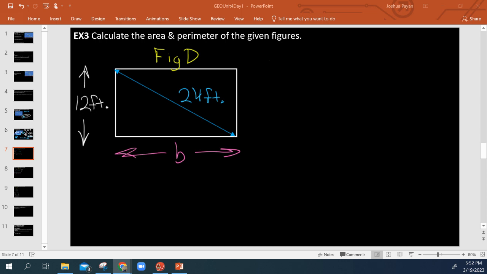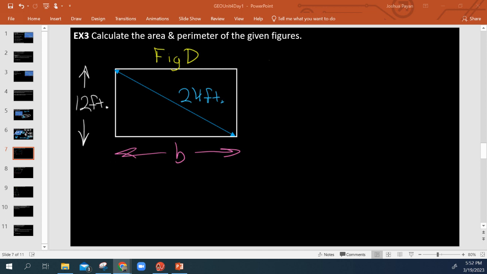Okay, this is the third and final video for day one of Unit 4 in geometry. And in it, I'm just going to work a few examples of how to calculate the area and perimeter of any given quadrilateral or triangle, because that's as far as we've gotten.